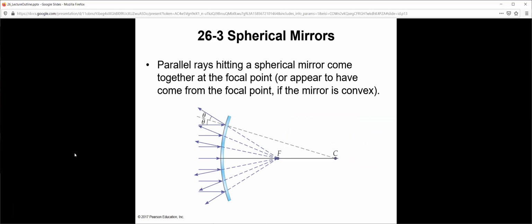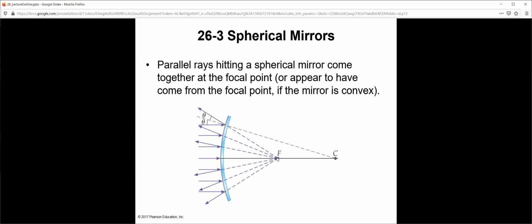Parallel rays in a spherical mirror come together at a focal point, or appear to have come together at focal points. The mirror is convex. Again, we can look at what's going on with this example here. We have the light rays on the left flying in parallel, and they are reflecting radially out. What happens when they reflect radially out? The image itself follows those reflection lines coming to a focal point.